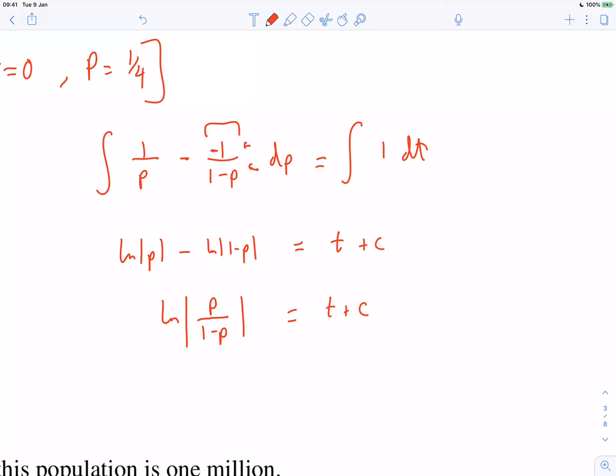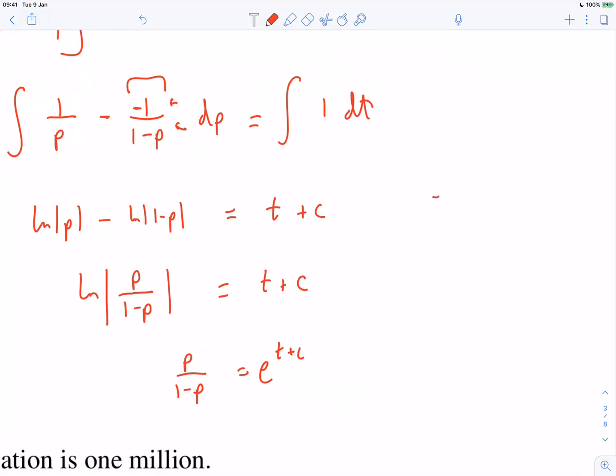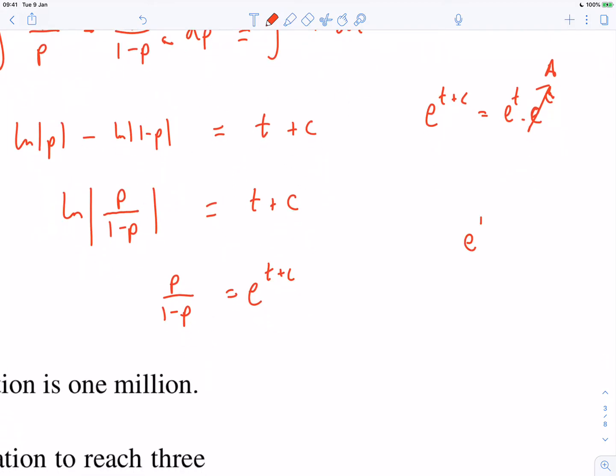t plus c. And now, if I exponentiate both sides, I'll get e to the t plus c equals p over 1 minus p. And I notice that e to the t plus c is the same as e to the t times e to the c, because you add the powers, and e to the c you can just call a new constant, which is a. So I'll now get e to the t times a equals p over 1 minus p.